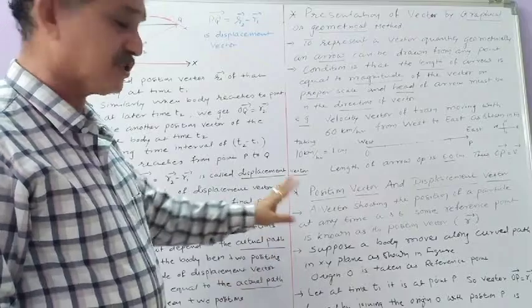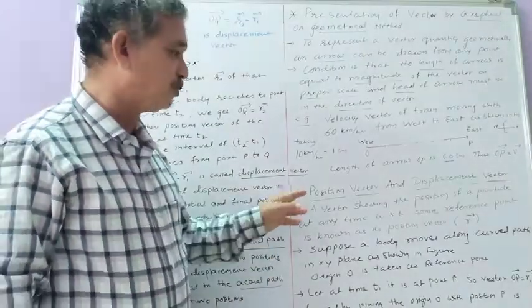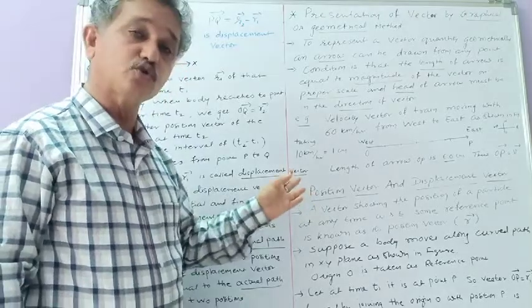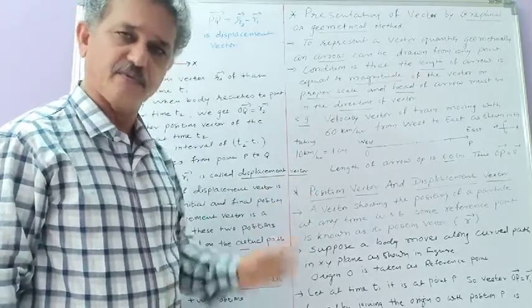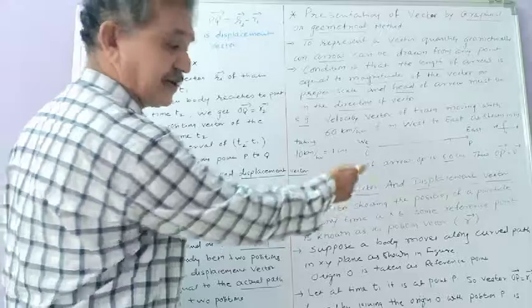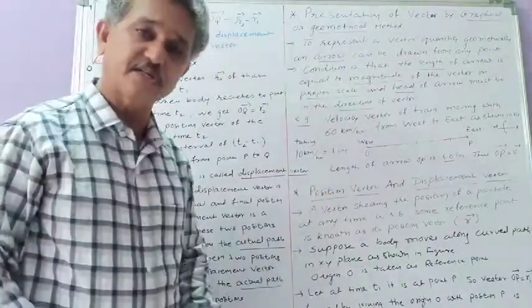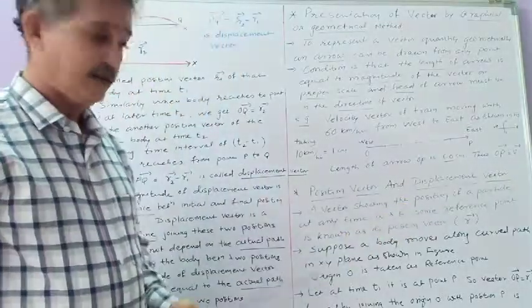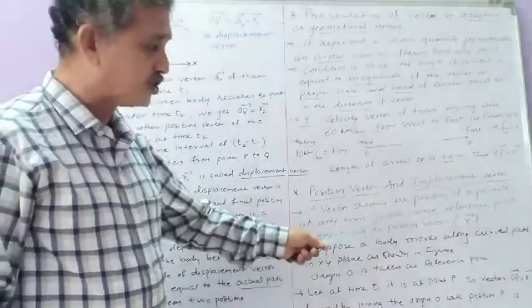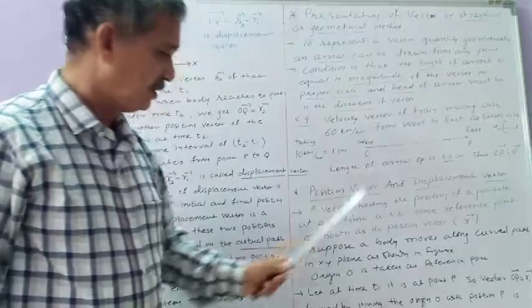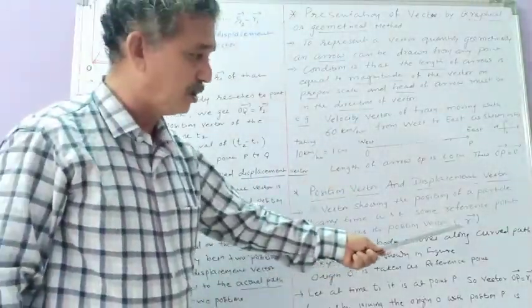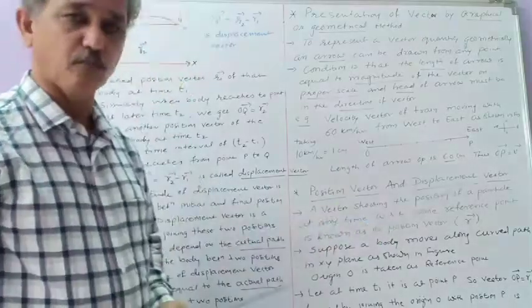Now thereafter we discuss two other topics. One is position vector, another is displacement vector. This position vector is very important in physics everywhere. What is position vector and displacement vector? The definition is like this: a vector showing the position of a particle at any time with respect to some reference point is known as the position vector. It is denoted by the symbol vector r, most probably.